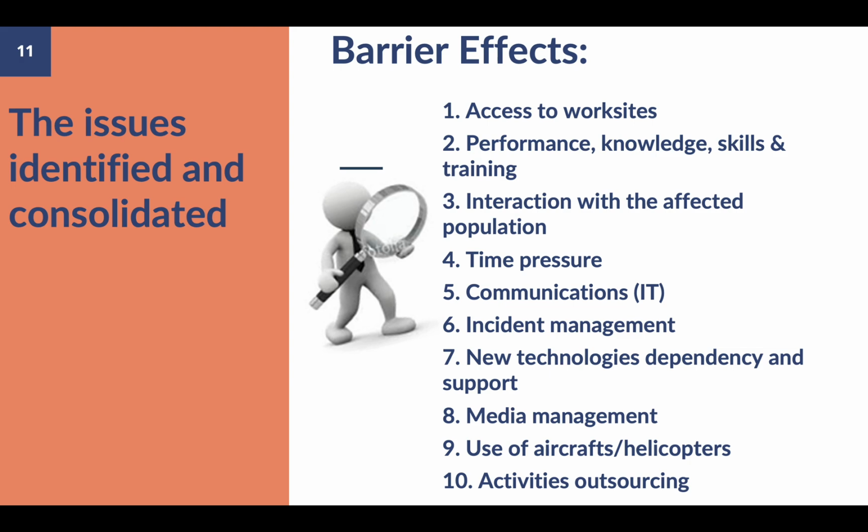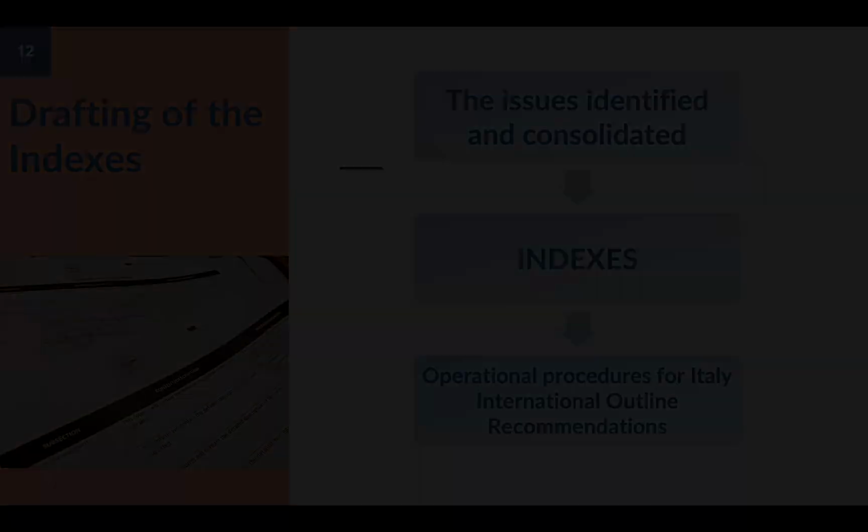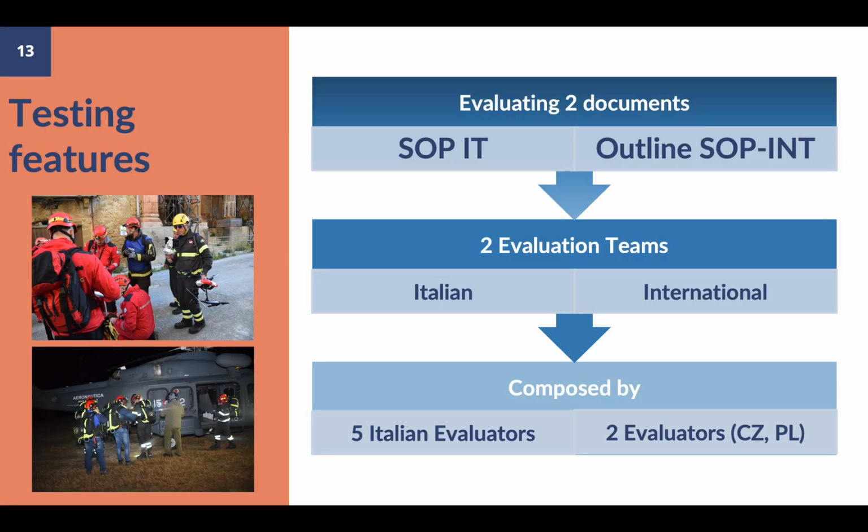In the same survey, a list of several possible barrier effects was proposed, asking the interviewees which ones they thought were the most important. 10 issues have been identified. The issues identified made it possible to write an index, which was the starting point for producing the project documents. The procedures written in the documents were tested and evaluated before being approved.